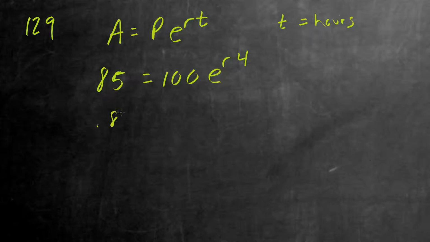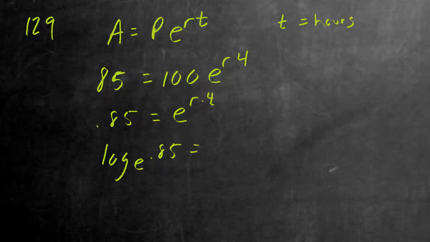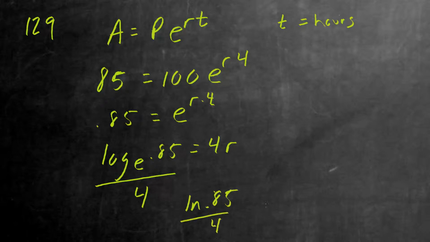Divide by the 100, 0.85 equals e to the r times 4. Now take our log of both sides, log base e of 0.85 equals 4r, and then we can divide by our 4. And I would type into my calculator natural log of 0.85 divided by 4. And I get that long decimal, negative. It makes sense that our rate is negative. We are going down.